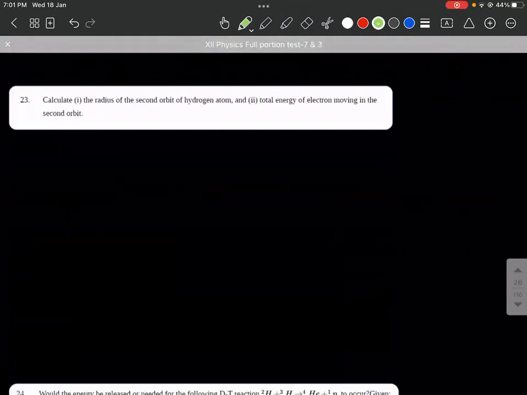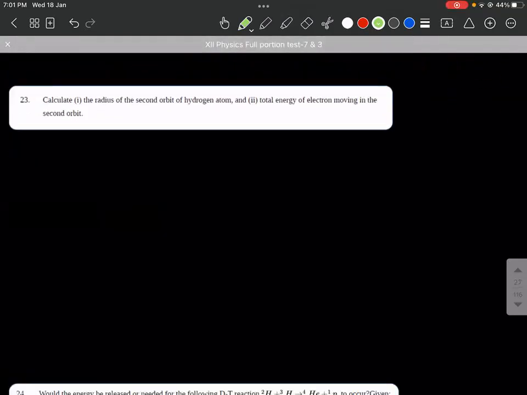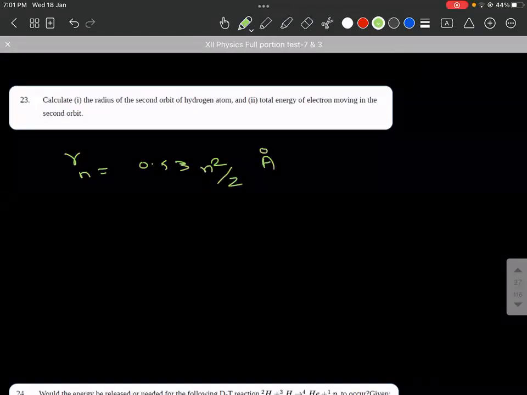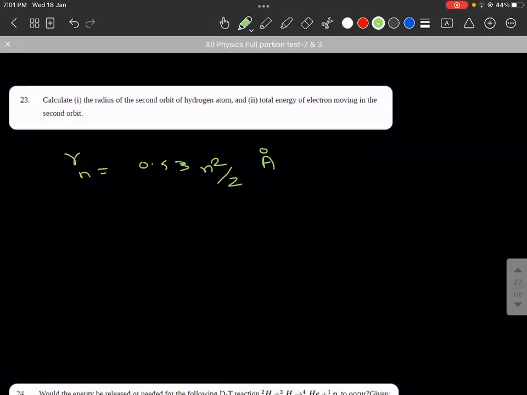Yes. Calculate the radius of the second orbit of hydrogen atom. So Rn is equal to what is the formula? 0.53 into n square by Z angstrom. Can I write it like this?